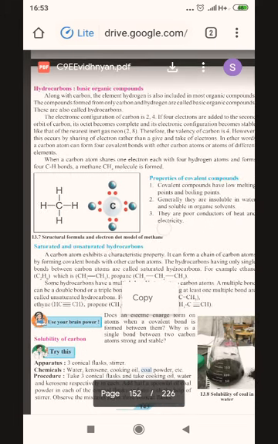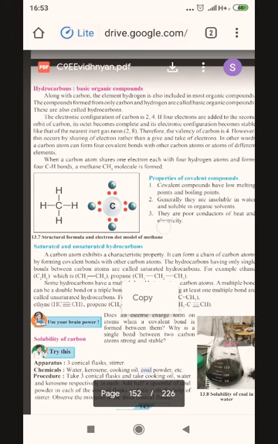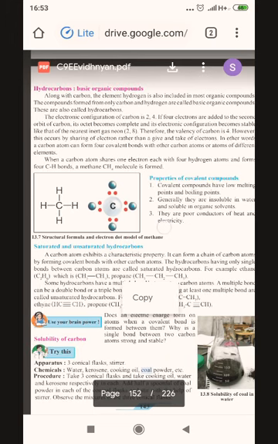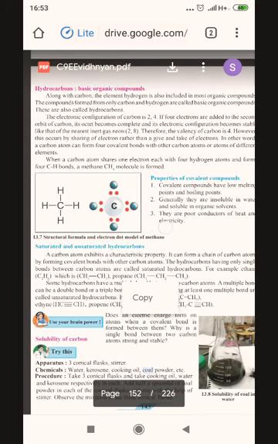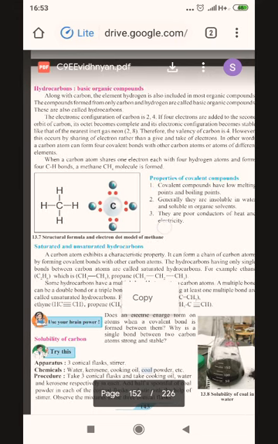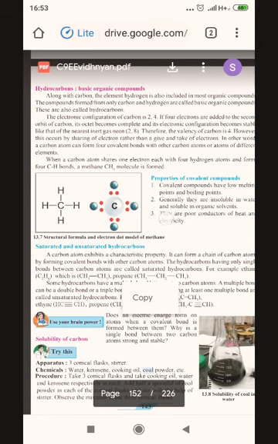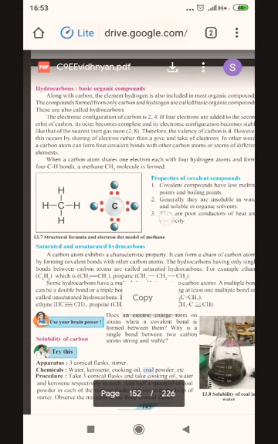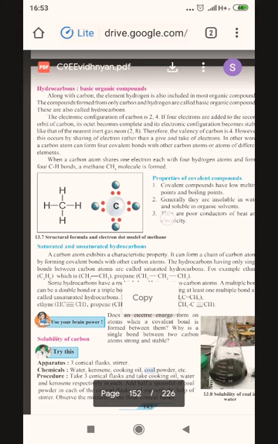The electronic configuration of carbon is 2, 4. If 4 electrons are added to the second orbit of carbon, its octet becomes complete and its electron configuration becomes stable like that of the nearest inert gas neon, 2, 8. Therefore, the valency of carbon is 4. However, this occurs by sharing of electrons rather than give and take of electrons. In other words, a carbon atom can form 4 covalent bonds with other carbon atoms or atoms of different elements.